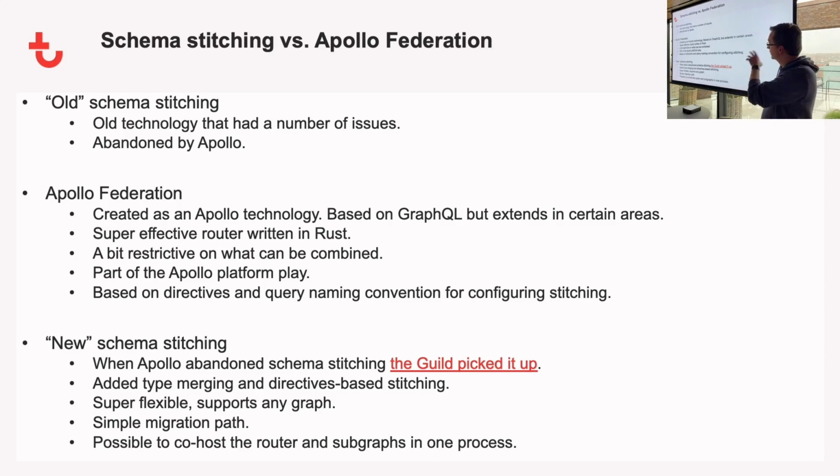But I think the interesting thing about Apollo Federation is that they have this effective router implemented in Rust, only focusing on the routing bits, whereas this one is based on Node.js. So it's not as performant. Maybe we'll hit a point at some point where we need to look at Apollo Federation.